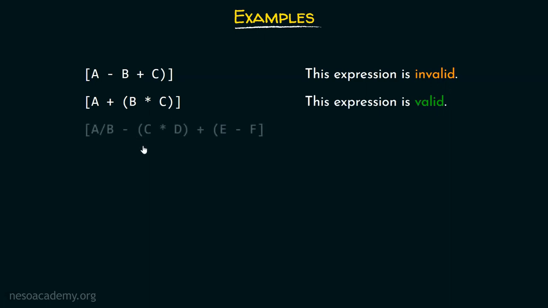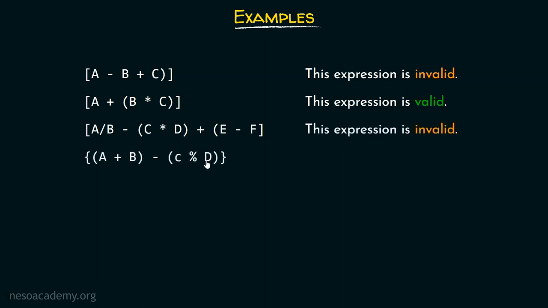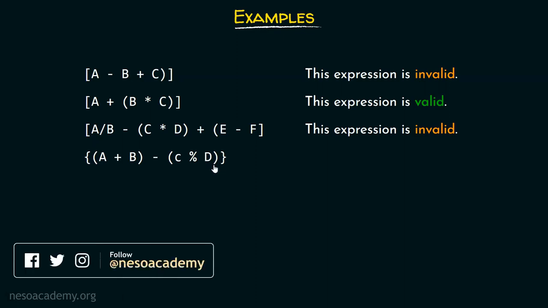Let's see one more expression. Here you can clearly see that this expression is invalid because for this opening round bracket, we do not have a closing round bracket. Hence this expression is invalid. And this expression is valid because here both the conditions are satisfied. Total number of left brackets are equal to the total number of right brackets. Along with this, for every right bracket, we have an associated left bracket of same type. Hence this expression is a valid expression.